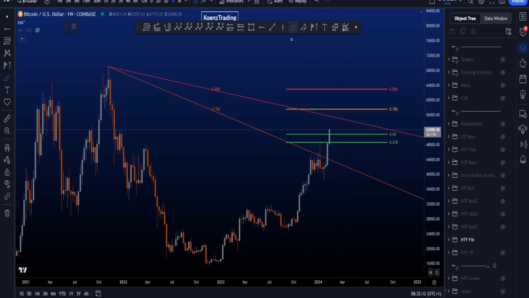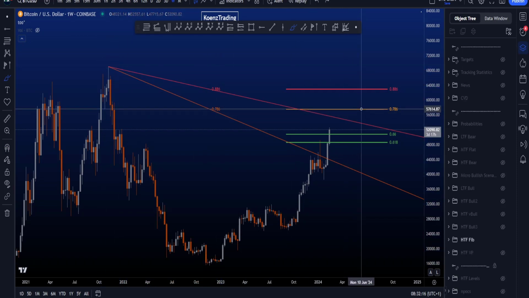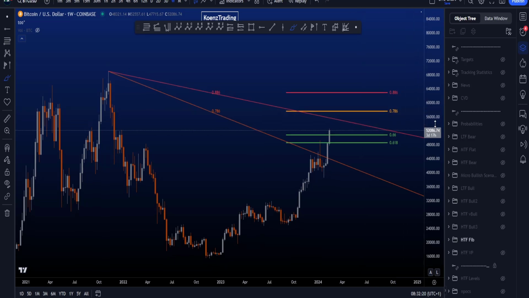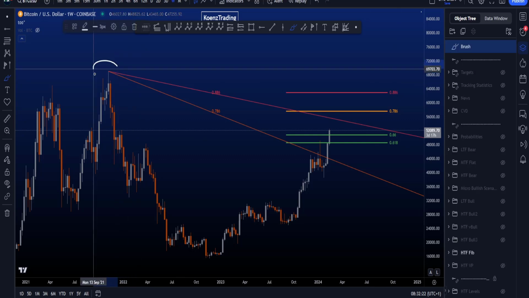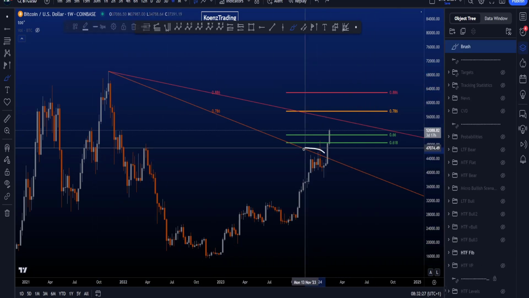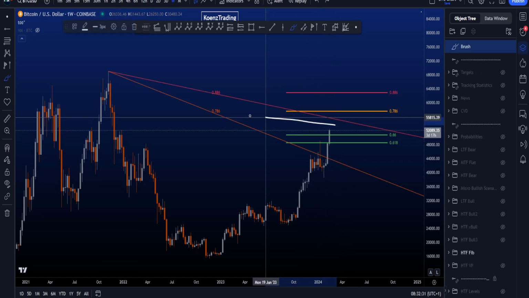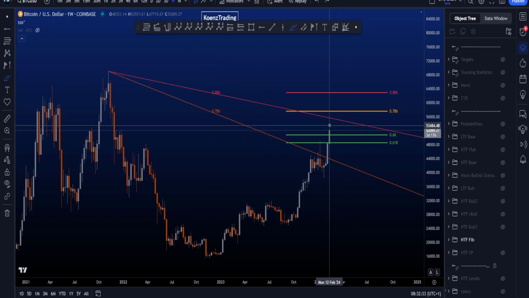We also now pass the golden pocket taken from the high to the low over here, and the 786 is sitting at 57.6K. I don't use it often, but you also see a speed fan on my chart taken from the high to the low over here. Price found resistance at the 786, but now past the 786, we could be looking for the 886. And the 886 at the moment is at about 55.5 to 56K.